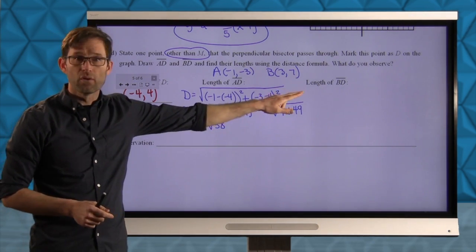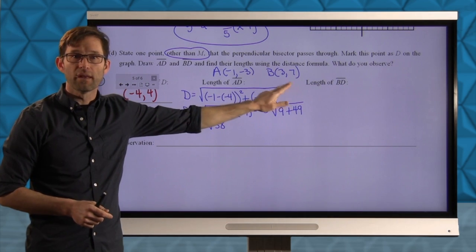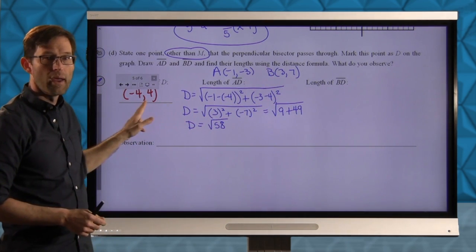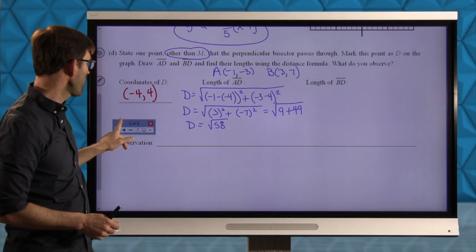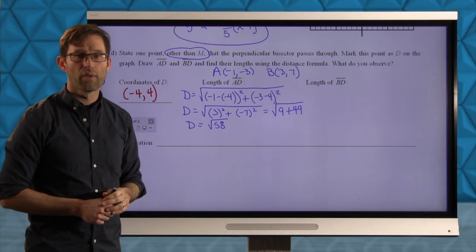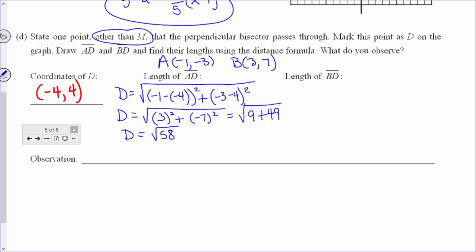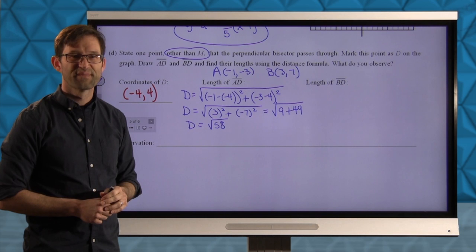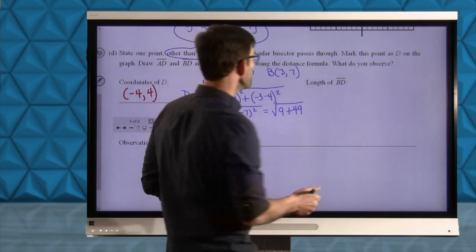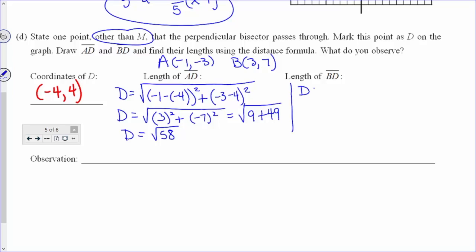Now what I'd like you to do is work out the length of BD by using point B and point D. Let me move this out of the way. All right, take a few minutes to do that. All right, let's go through it. Again, just using the distance formula. The distance is the square root of 3 minus negative 4 squared plus 7 minus 4 squared.